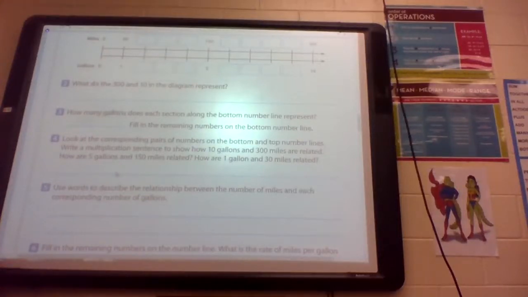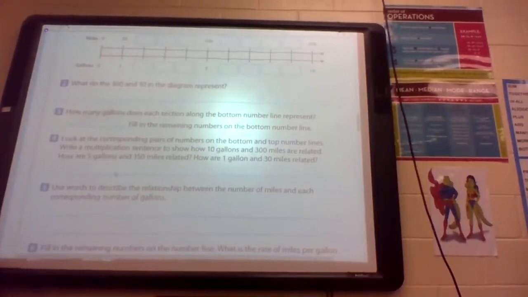All right. How are 5 gallons and 150 miles related? What will we write? 5 times 30 equals 150. Good. How are 1 gallon and 30 miles related? 1 times 30 equals 30.